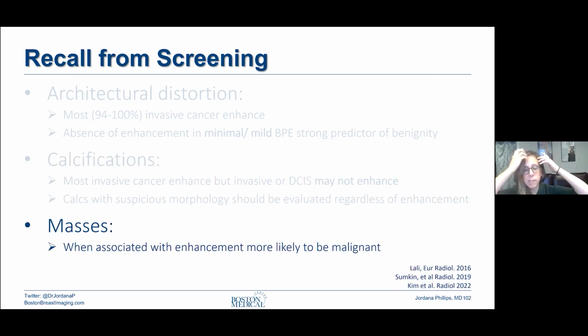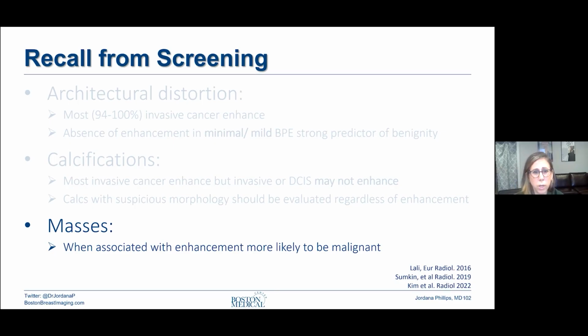Next, we'll talk about masses. Masses that are associated with enhancement are more likely to be malignant. If you have a mass on a low energy exam and there's no associated enhancement, the negative predictive value is very high. And that's no different than if you see a mass on a 2D mammogram and you do an MRI and you see no enhancement. The likelihood that that is a cancer is essentially zero.